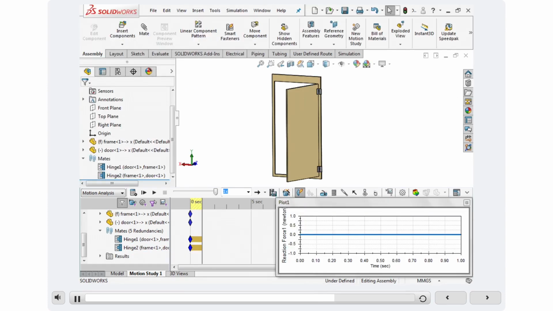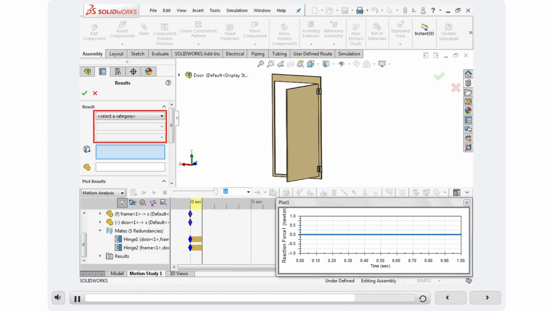Reaction force on the second hinge mate is 0, which should not be the case. Similarly, let's plot the reaction force for the first hinge mate. Click Results and Plots. Click Forces as category, Reaction force as subcategory, and Y component as reaction force magnitude.